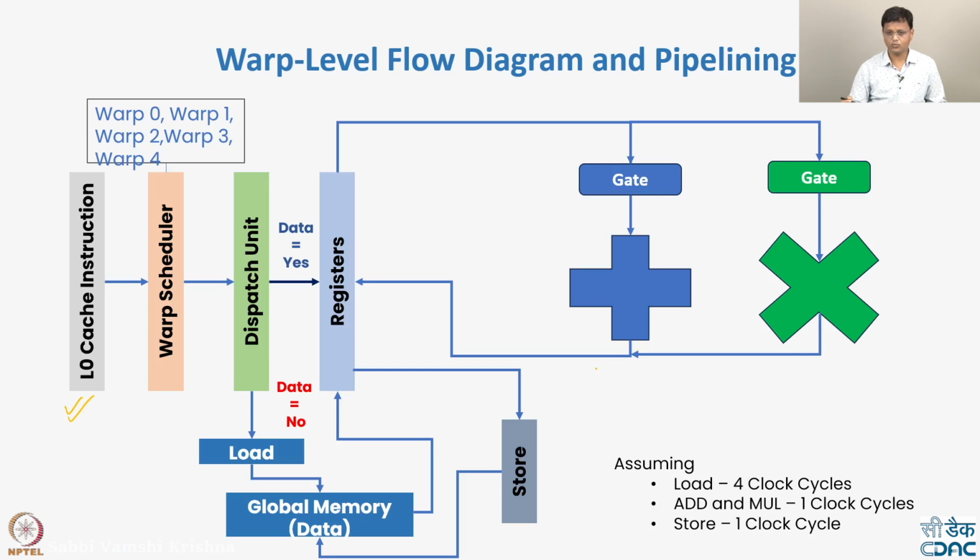In each core, 2 types of operations are possible. First is addition and second is multiplication. Another assumption I made: generally more clock cycles are taken, but to make the explanation simpler, I have just considered that the load operation takes 4 clock cycles, add and multiplication operations take only 1 clock cycle, and store operations also take 1 clock cycle.